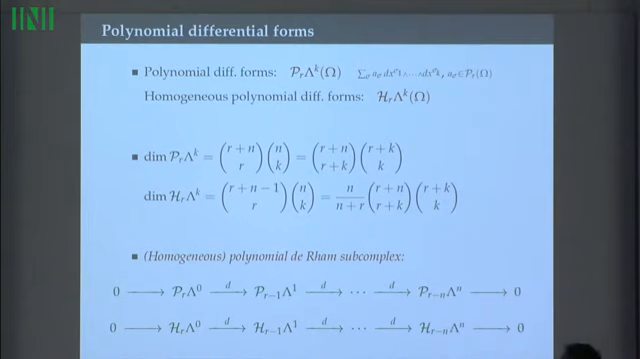The polynomials themselves form a nice de Rham complex. The derivative of a polynomial of degree r function is a polynomial of degree r minus 1 form. That's just as the gradient of a polynomial of degree r is a polynomial of degree r minus 1 vector field. And you saw the definition of the exterior derivative. It has one partial derivative in it, so it lowers polynomial degree by 1 each time. Same thing with the homogeneous polynomials.